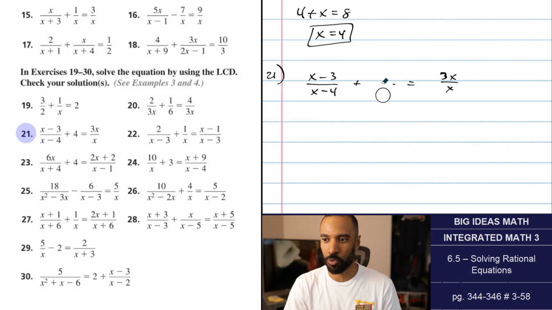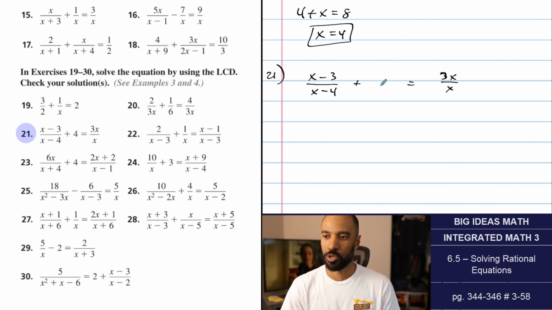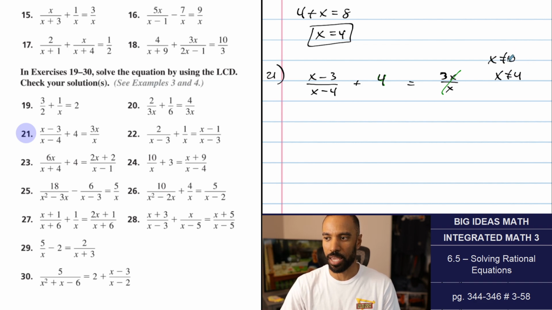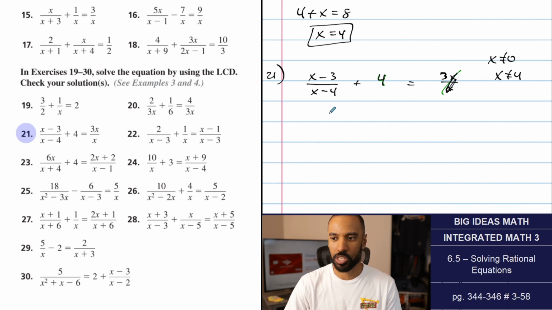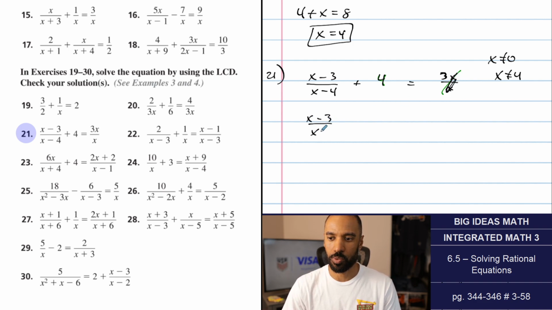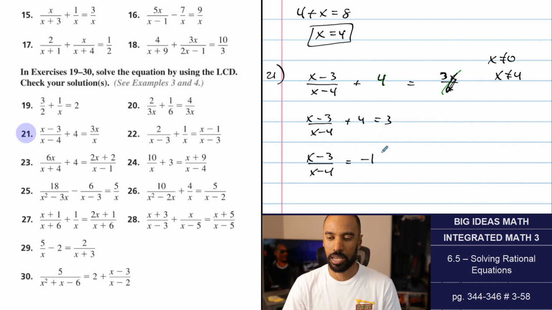You know what? Forget the 4 over 1 for a moment. You know what 3x over x is? It's 3. Now, that being said, you got to remember that x can't equal 0 in your final solution. X also can't equal 4. So let's see if we get either of those solutions. But if we cross those out, now we have x minus 3 over x minus 4 plus 4 equals 3. And I can subtract 4 from both sides and get negative 1.